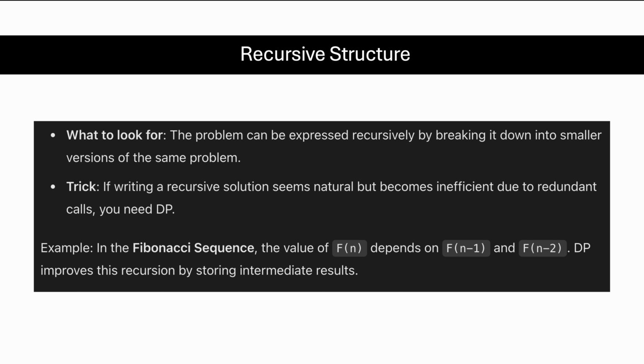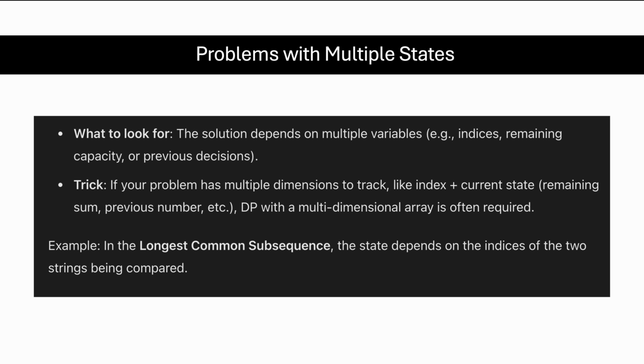For example, longest common subsequence. What we are doing here: given two strings, find the length of the longest common subsequence. A subsequence is a sequence derived by deleting some or no elements without changing the order. So you're not changing the order. If you have to find the longest common subsequence, this is something that can be solved recursively. So this is also one of the cases where DP is the solution.